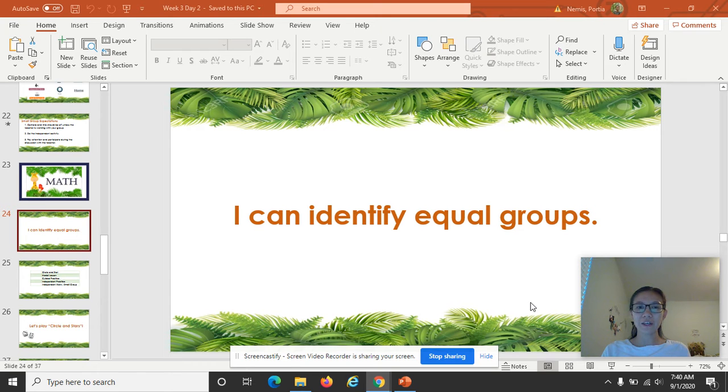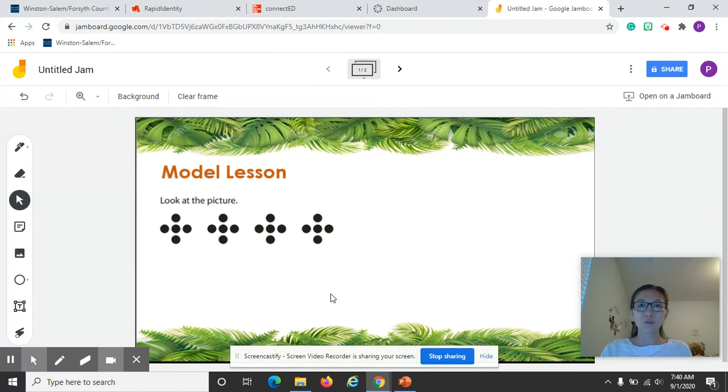Our lesson yesterday is about identifying equal groups. When we talk about equal groups, these are groups with the same number of items in each. We are going to use equal groups to introduce multiplication. To begin with, let's have this model.